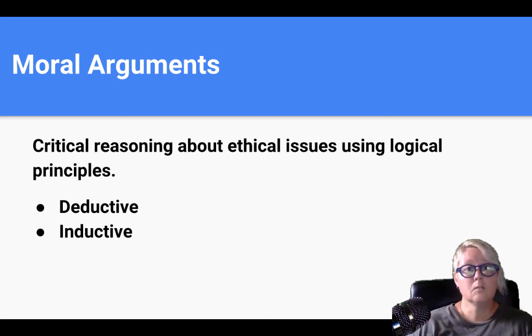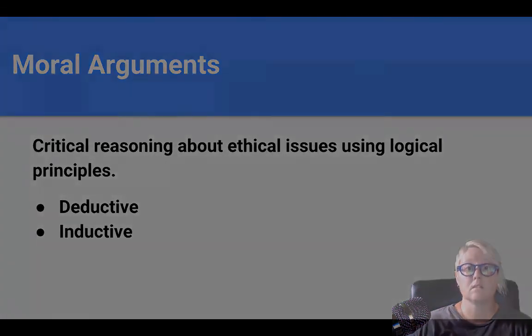I don't want you to worry too much about this right now, but generally, a deductive argument is an argument where if all of the premises were true, the conclusion would follow necessarily. Whereas an inductive argument is an argument where if the premises are true, the conclusion most likely follows. And both of these types of arguments are important in doing ethics.